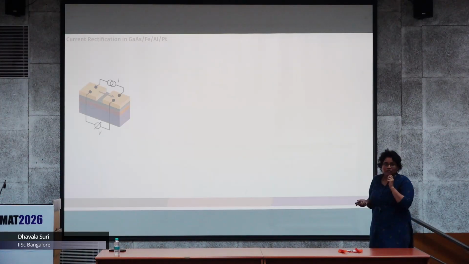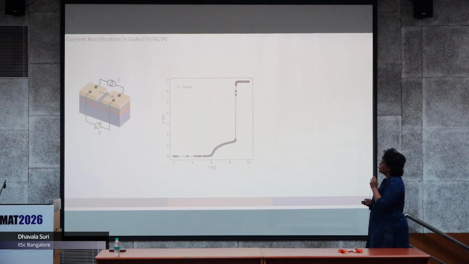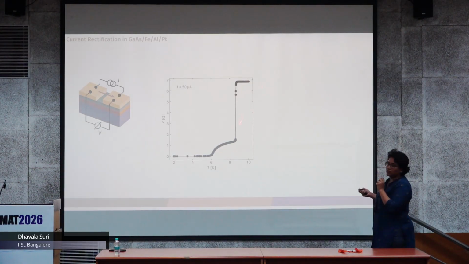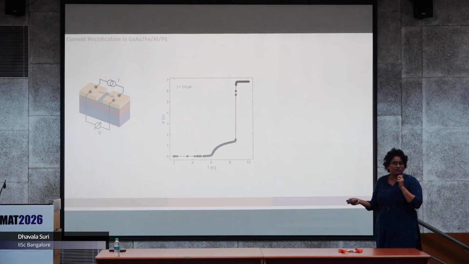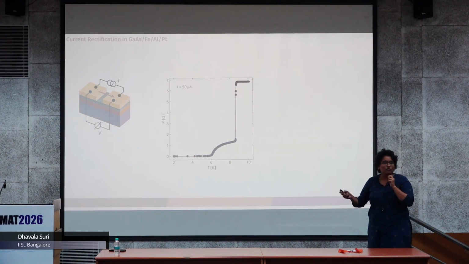Our experiment is really very, very simple. Pass current and measure voltage. So we pass current this way and measure voltage. Okay. And the first thing is you have to look at resistance as a function of temperature. You see that superconductivity begins here at the electrodes, and here the Josephson junction is superconducting.